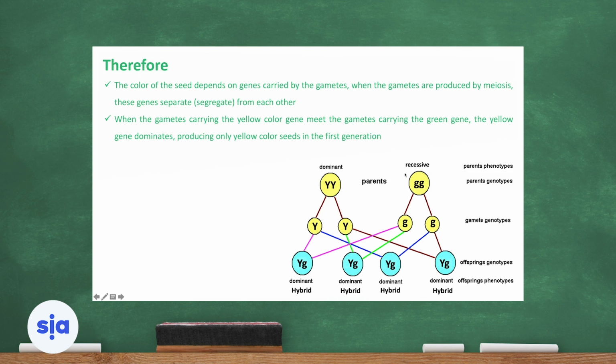So when they were cross-pollinated, first of all, before cross-pollination, there is the formation of gametes during the meiosis. So they separate, as you can see. The genes are separated from each other. They segregate. So each gamete will receive only one gene.